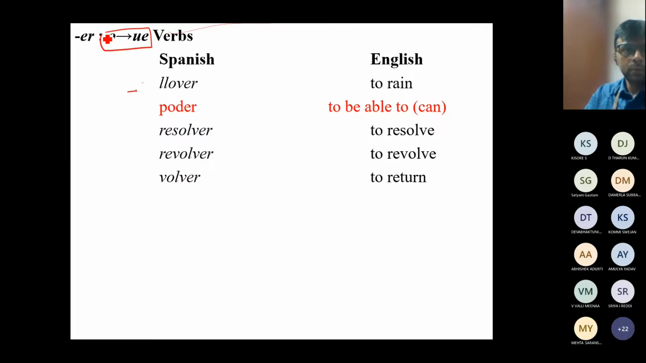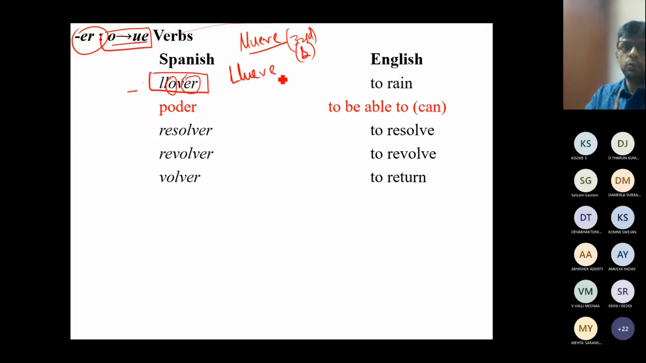Then the other example of O changes to UE is from ER ending verbs, and the first one is llover. Okay, so llover is a stem changing verb, and if you see the conjugation it will be llueve. Okay, and like that, this is the third person singular. So when you want to say it rains, then you can simply say llueve, that's it, and it will be it rains. Okay, that's it. Next one is poder, which is basically to be able to, or in short, can.